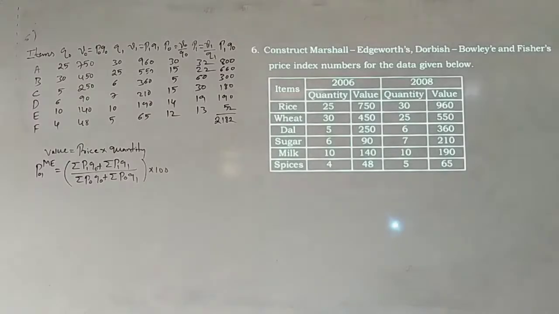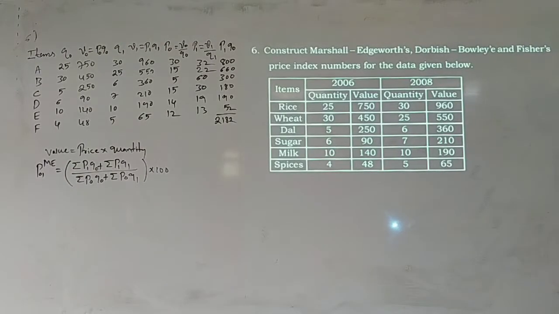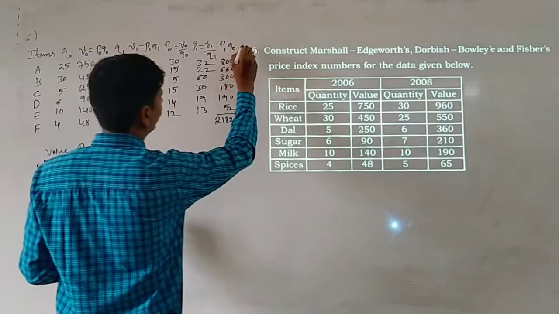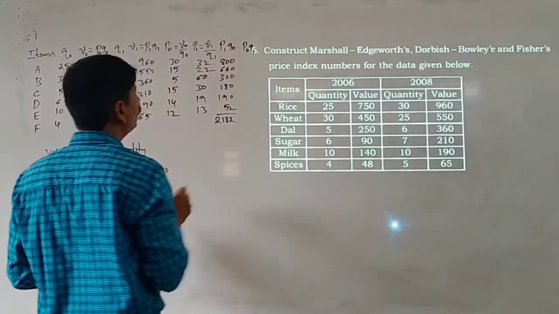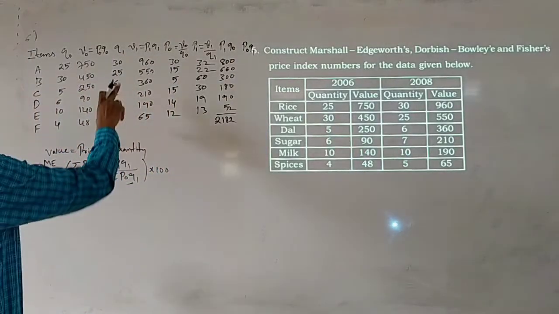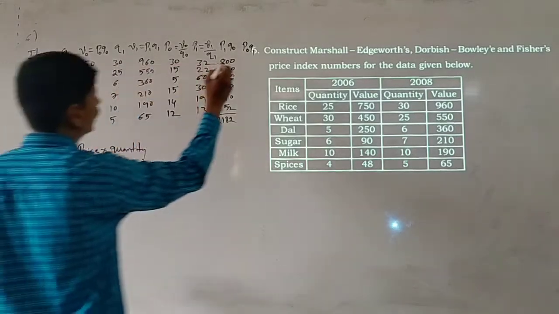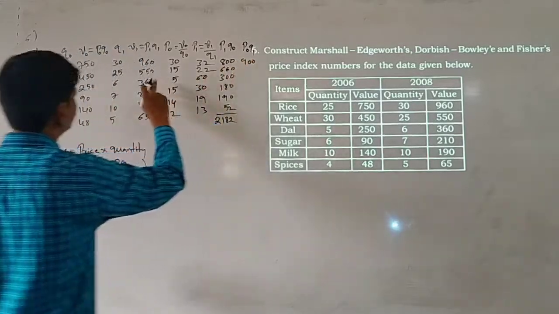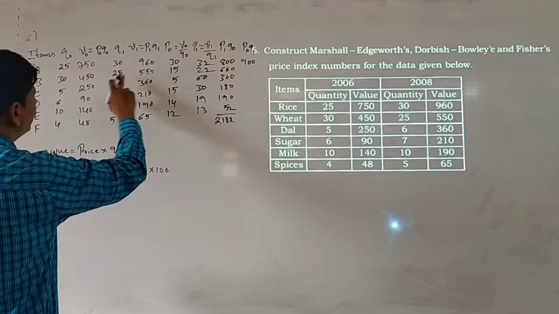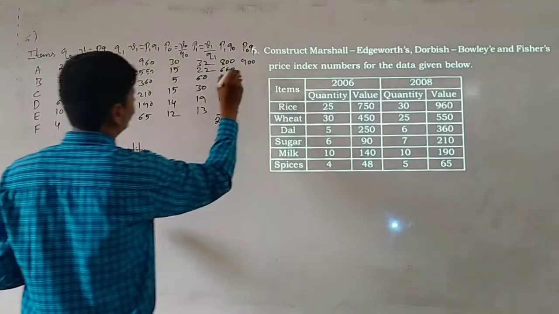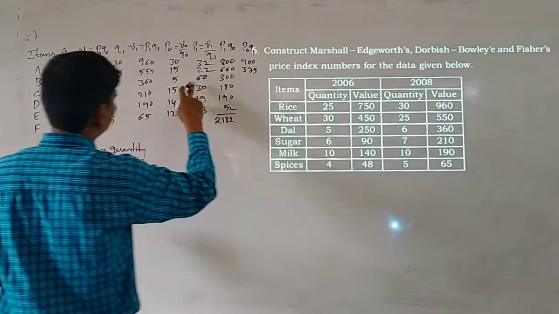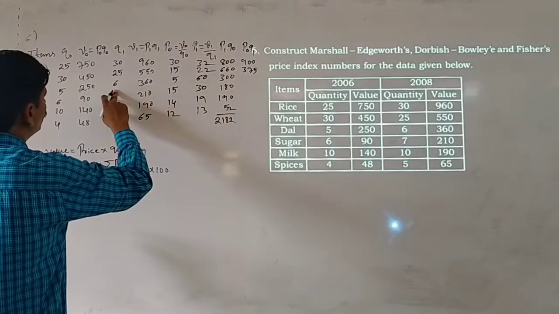Okay, next we want sum of P0Q1. Here you have to multiply P0 into Q1, that is multiply P0 value into Q1 value. This into this. 30 into 30, 900. The next, 15 into 25 is 375. The next, 15 into 6 is 90.